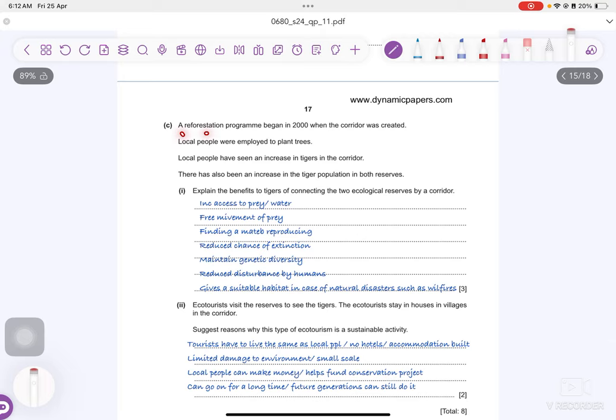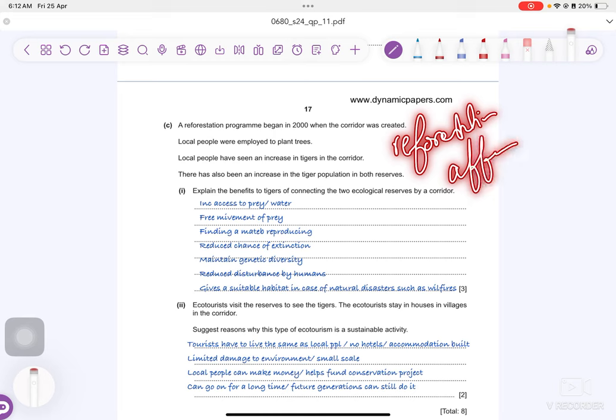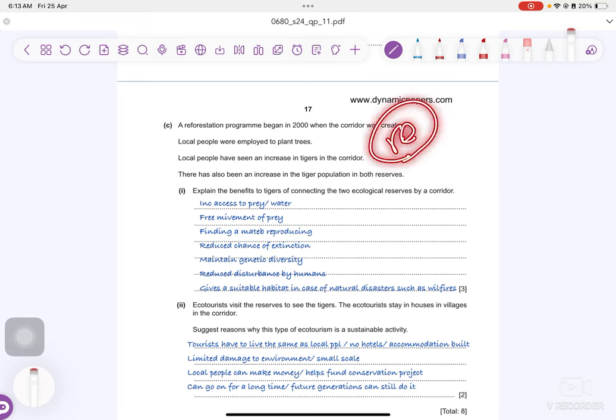A reforestation program. What's the difference between reforestation and afforestation? Reforestation means we're doing it again, we're repeating something. But afforestation, we're doing it for the first time. So reforestation means the area already had forests, or trees, before, and they logged it, and they're going to reforest it again. So they're going to replant more vegetation.